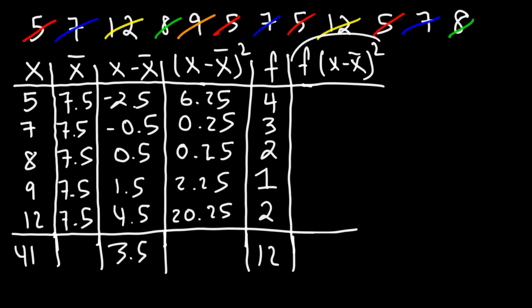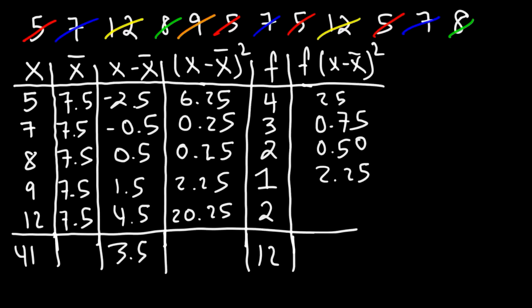So now we need to work on the last column. We need to multiply the frequency by the square of the deviations. 6.25 times 4 is 25. 0.25 times 3 is 0.75. 0.25 times 2, 0.5. The next one is 2.25. And then if we multiply those two, that's going to be 40.5. Now, we need to take the sum of that column of data. And so that's going to give us 69.